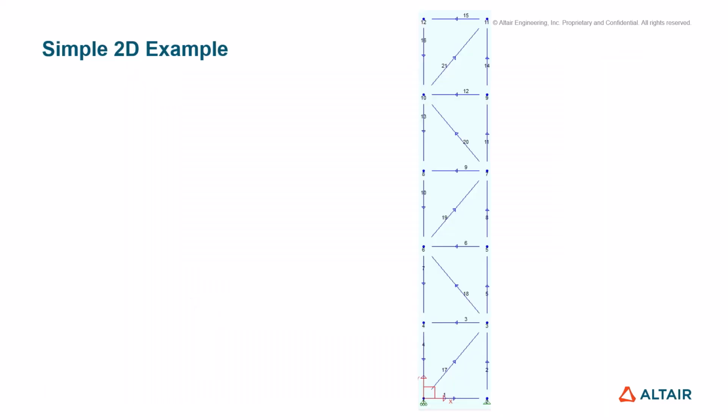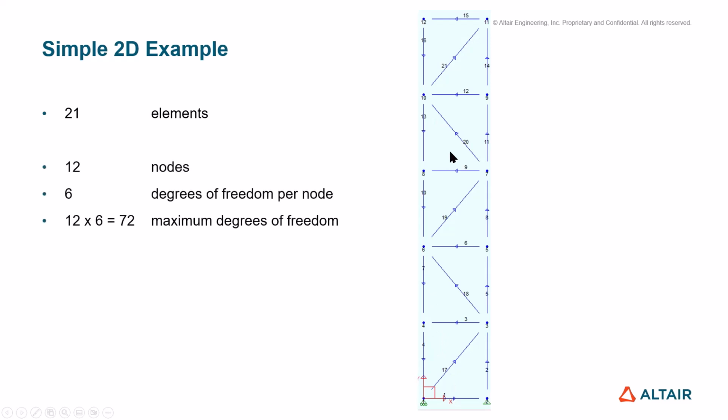We will be using a simple 2D structure in this video as an example. And this simple structure is used in another training video about S-frame. This structure has 21 elements. It has 12 nodes, and each node has 6 degrees of freedom per node, which basically tells us that the maximum degrees of freedom in this structure is 12, the number of nodes, times 6 degrees of freedom per node, which is 72.